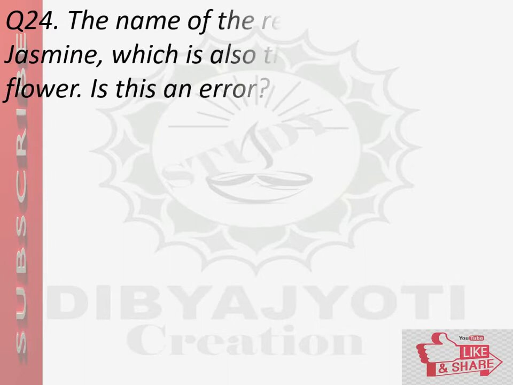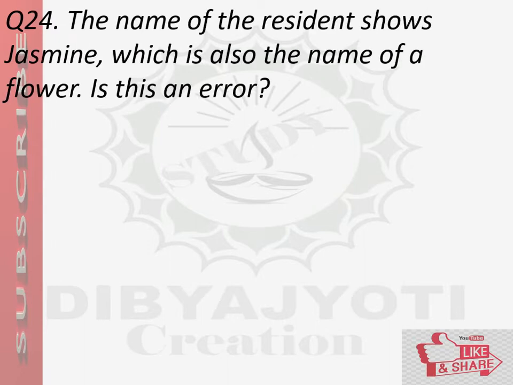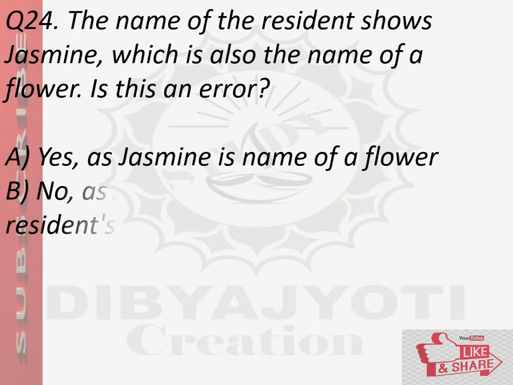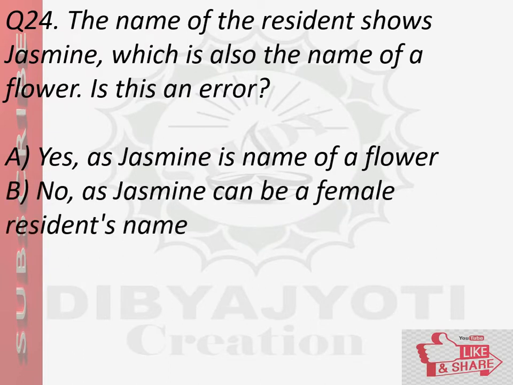Then next, the name of the resident shows Jasmine, which is also the name of a flower. Is this an error? Options are option A yes, as Jasmine is name of a flower, option B no, as Jasmine can be a female resident name. And answer is no, as Jasmine can be a female resident's name.